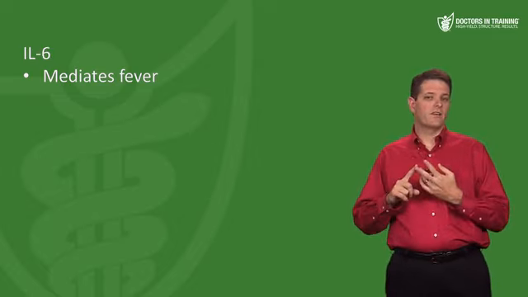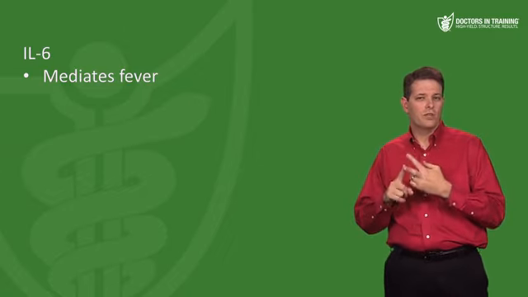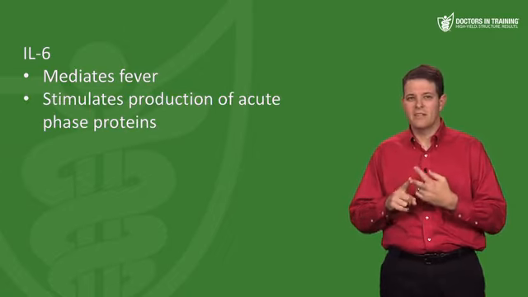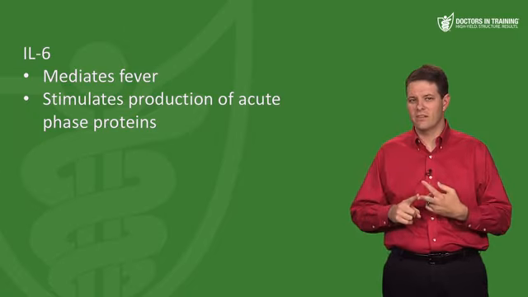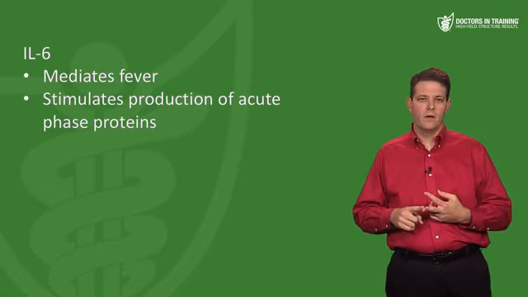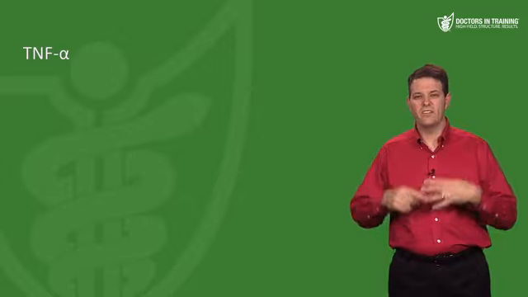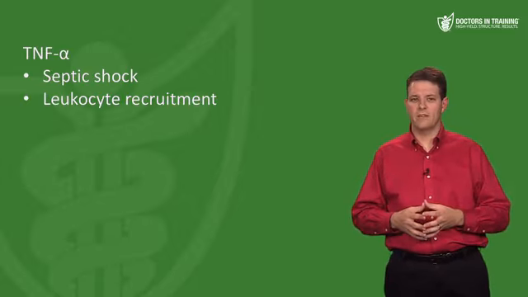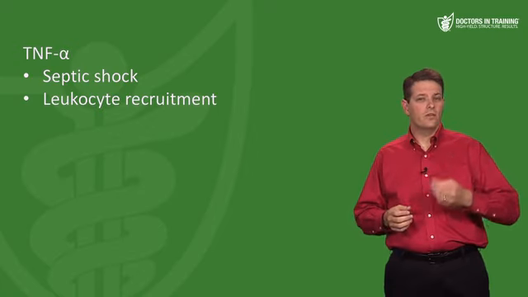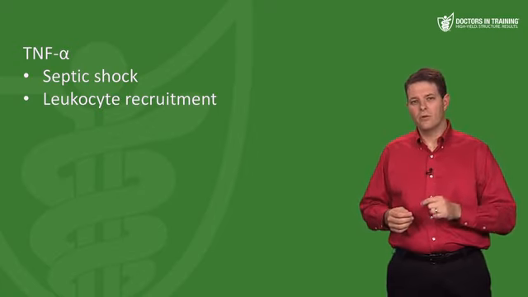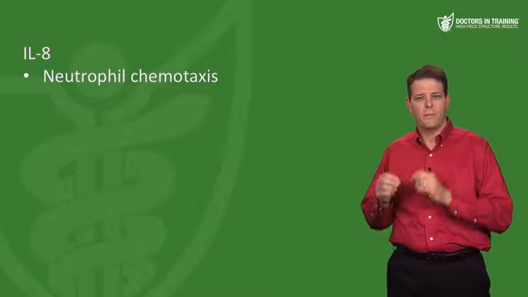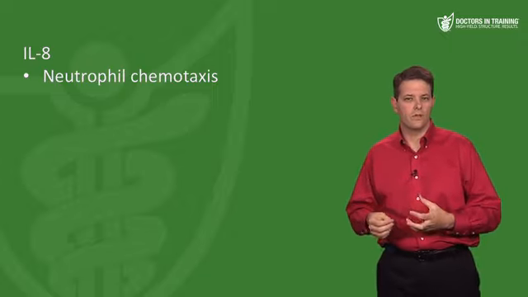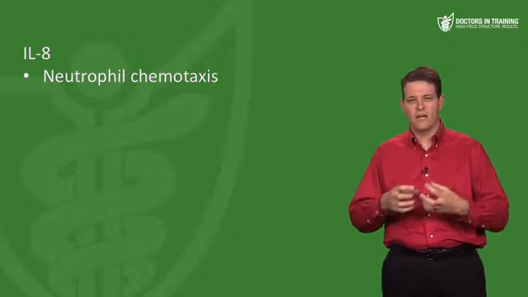Same thing with IL-6. It's produced by the macrophages, it's an acute phase reactant that causes fever, and it stimulates the production of acute phase proteins, things like ferritin or CRP. And then TNF-alpha makes blood vessels leaky, and that can lead to septic shock. And it's also involved with recruiting leukocytes. And besides those 3 acute phase reactants, another interleukin produced by macrophages is IL-8. And I want you to know that IL-8 is involved in neutrophil chemotaxis. It's a major chemotactic factor for neutrophils that draws neutrophils to the site of inflammation.